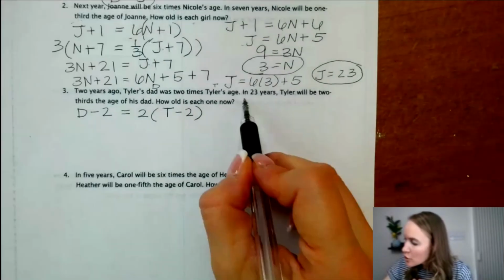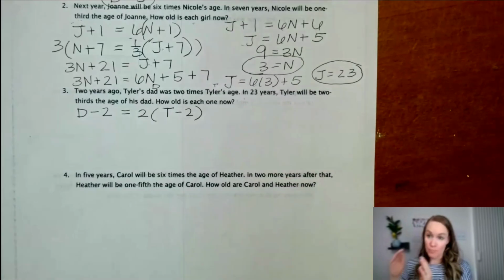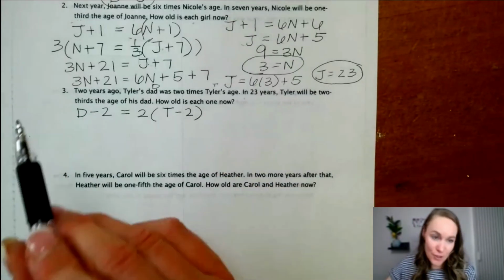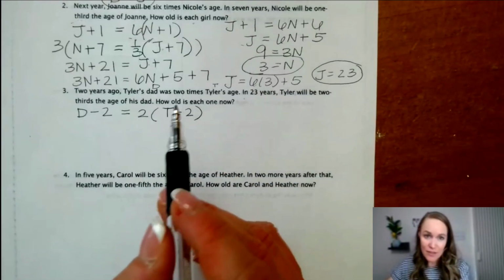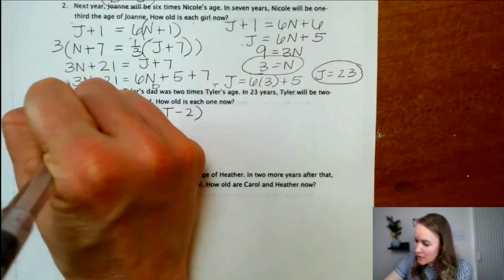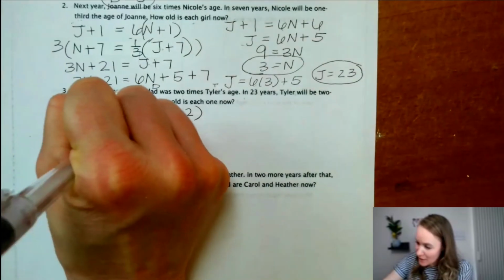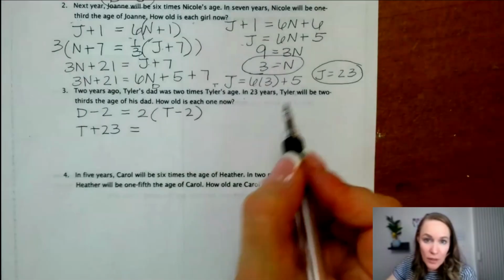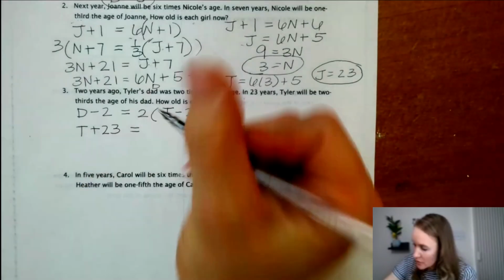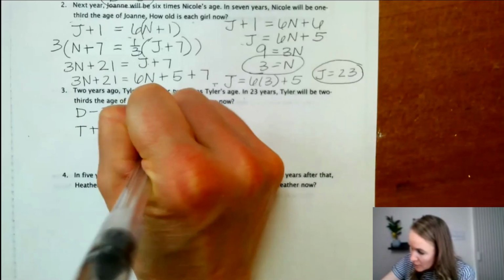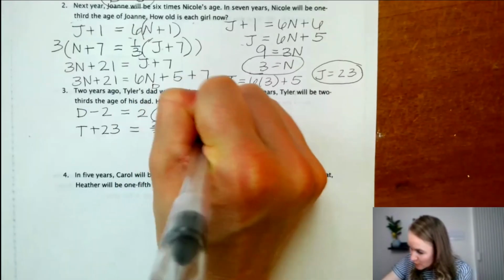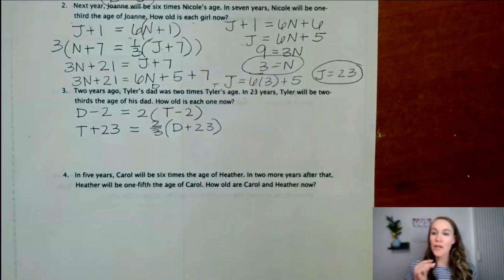Okay, in 23 years, so plus 23 years and plus 23 years for Tyler, Tyler will be 2/3 the age of his dad. Okay, so Tyler plus 23 will equal 2/3 the age of his dad. So dad plus 23. Okay, great.